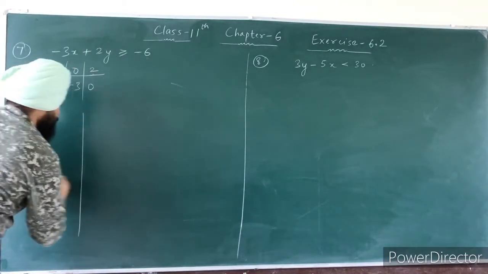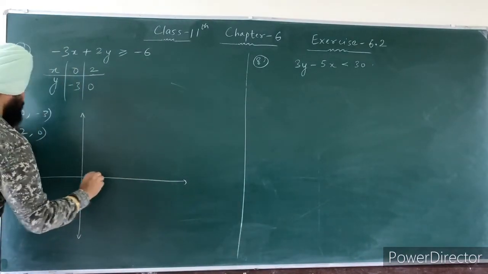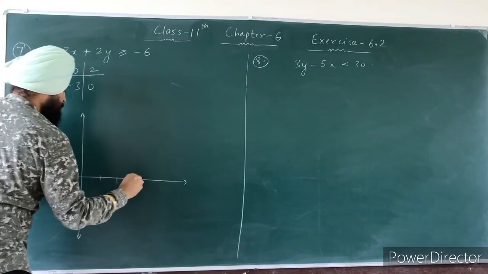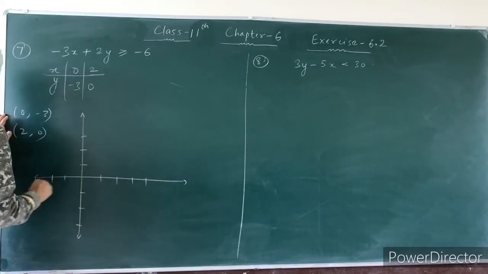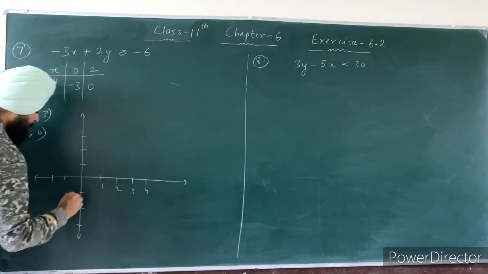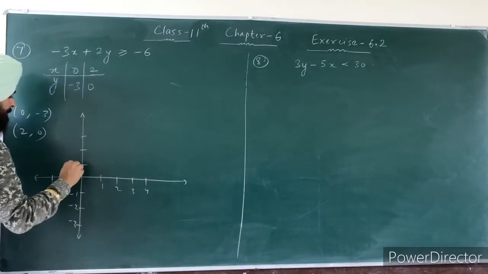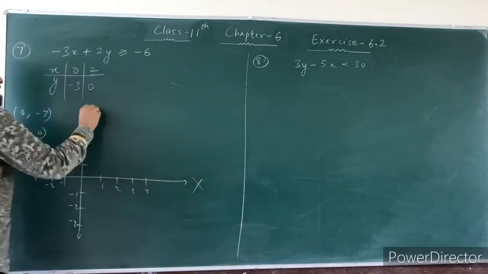Now draw the graph and mark some points: 1, 2, 3 and minus 1, minus 2, minus 3 on both axes. So this is the x axis and this is the y axis.